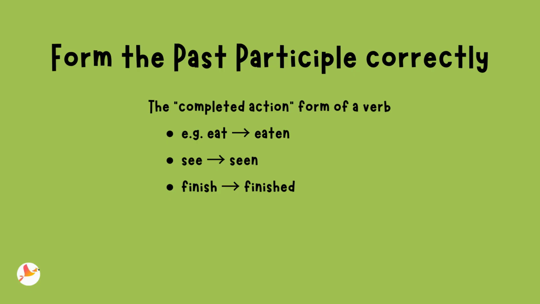Now, let's talk a bit about forming the past participle correctly. So, in English, the past participle is the completed action form of a verb. So, eat, the completed action of eat would be eaten or ate. See, seen, finish, finished. Okay, so that is the idea of what a past participle is. So that's why we need the past participle of the main verb in the sentence that we're writing or speaking about.